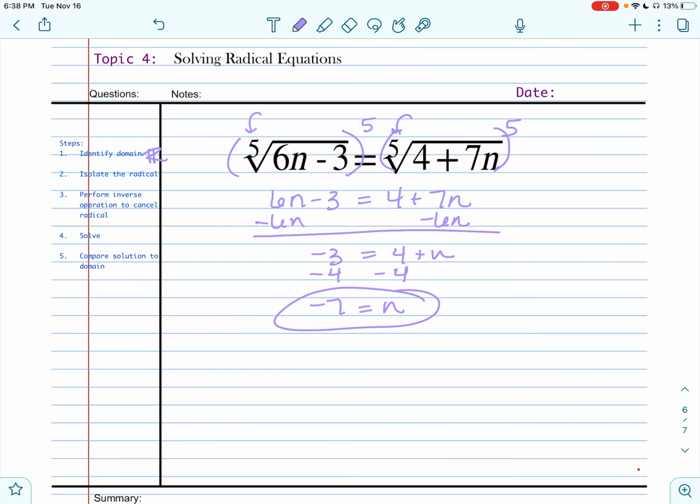Okay, and what happens is I can then compare these two. Okay, compare it to the domain. Because it was an odd function, I am okay. So from here, this is my answer, and I might want to plug it in to check.